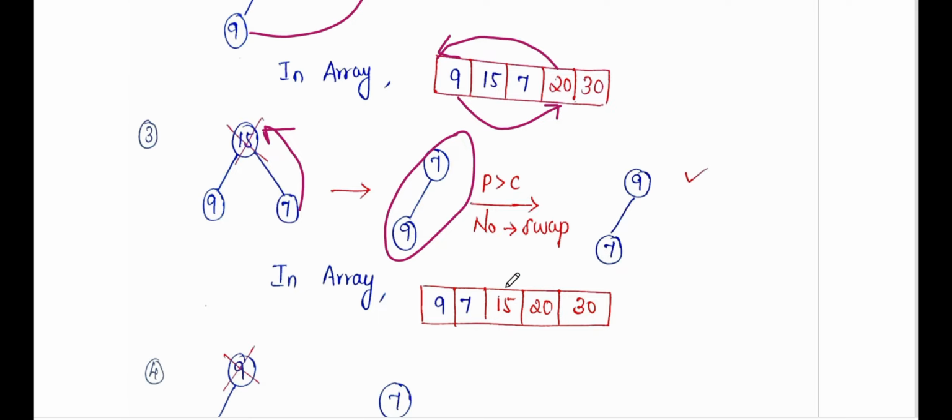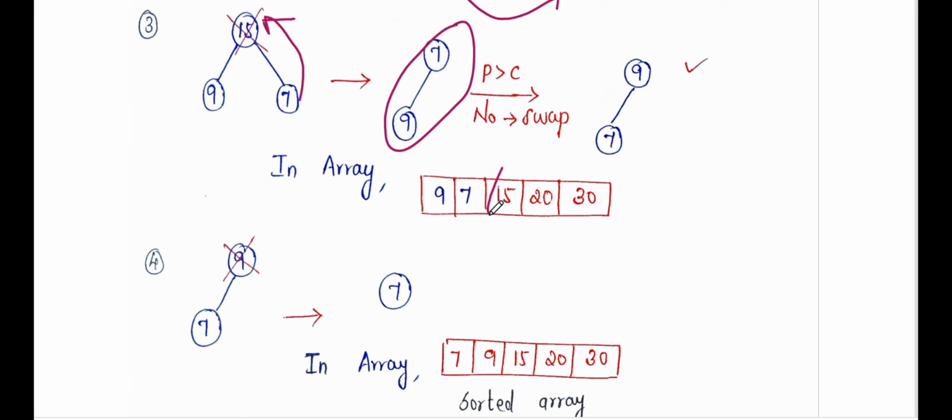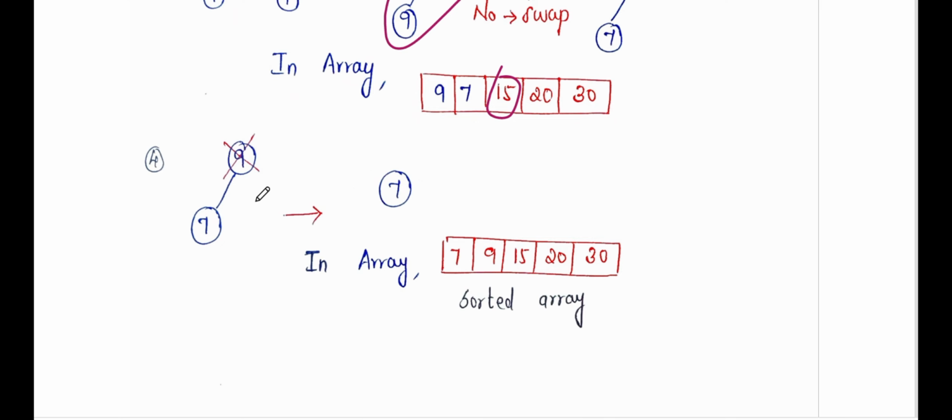We shifted 9 from this place to this place. And now this place is empty. We just insert the deleted element in this position. Clear? The deleted element goes in this position. Okay. Then finally 9, 7.